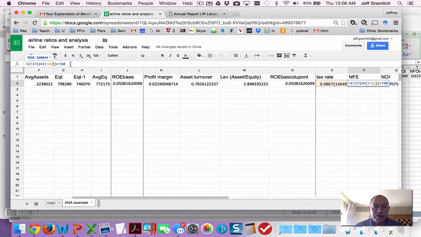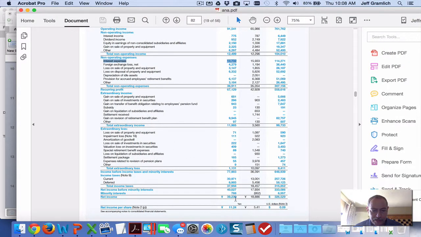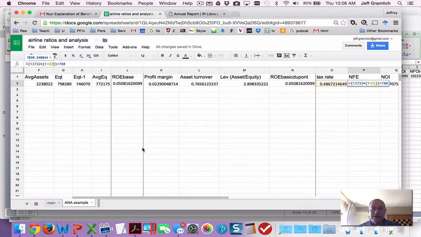interests. And so we go back over to this, and you see that the minority interest is 788 for the current year. And this is an income statement item, so we don't have to average the things on the income statement. We just average the things on the balance sheet. So we're going to add the 788, which is the minority interest part that's in net income.